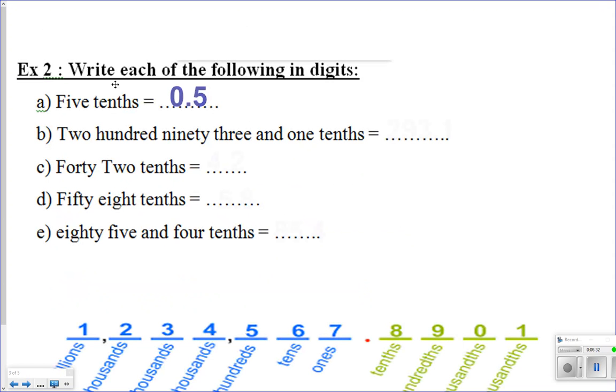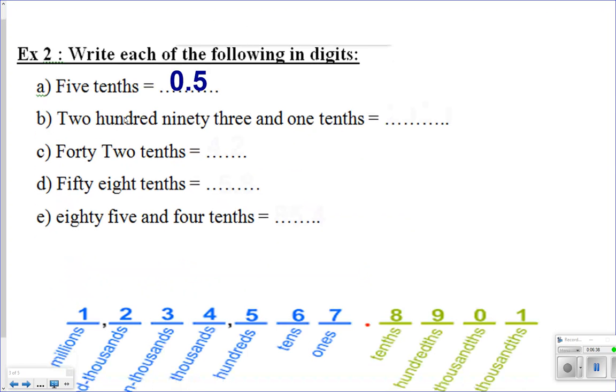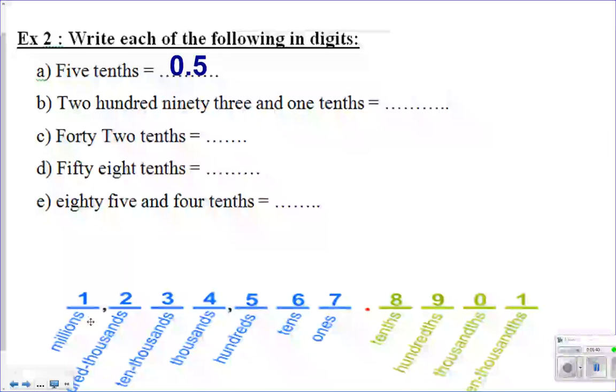Here the question is, write each of the following in digits. 5 tenths. Look with me at the place value here. Here is the decimal point. The first digit from the right side, its name is tenths. Okay? And the left side is the whole part. Here we have just 5 tenths and we don't have any number in the whole part. So to write the number here will be 0.5. We have 5 in the place value of tenths, so I write 5 here.